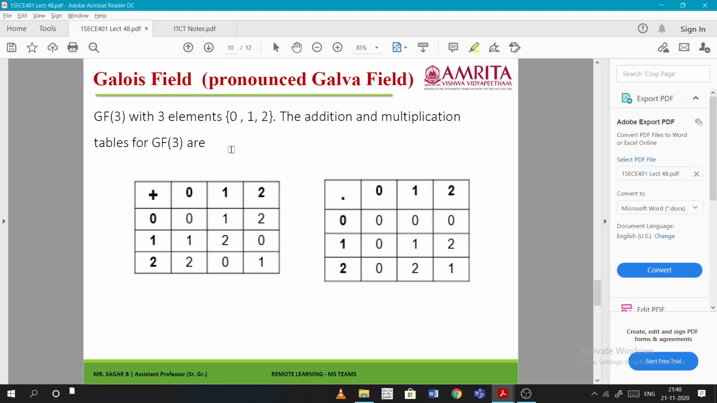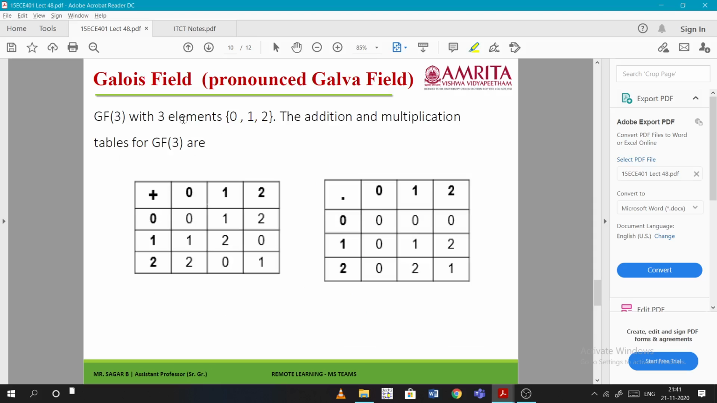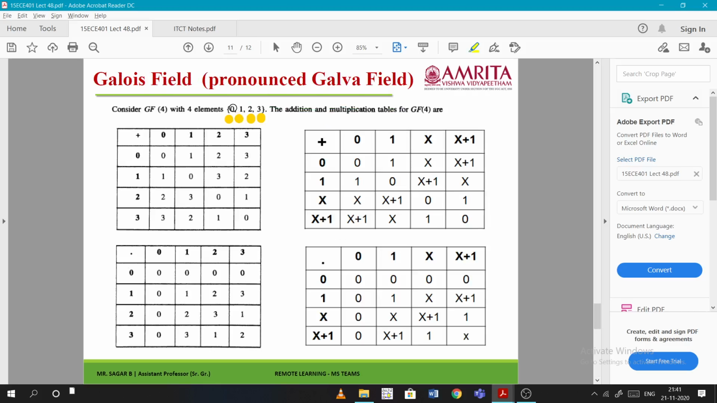Basically this Galois field of 3 is not important, but we will see. Galois field of 4 also: that's why we had 0 1 2 3, and by observation you can see that as in Galois field of 4 there are 0 1 2 also, that means Galois field of 3 elements are also present. Galois field of 3 elements are 0 1 2. In Galois field of 3 we can see 0 and 1, here also we can see 0 and 1.